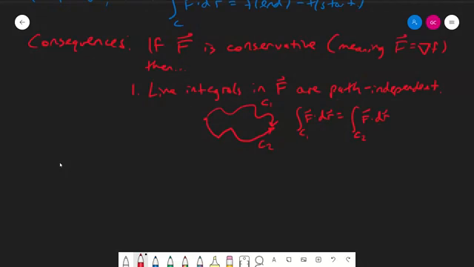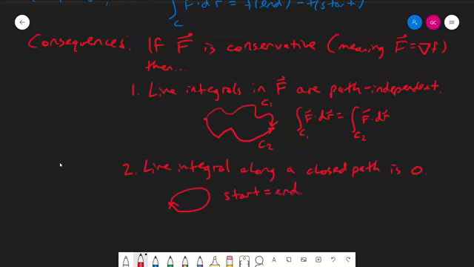Second consequence of this is that the line integral along a closed path, well, it's going to be 0. Because if I have a closed path in a conservative vector field, then my start point and my end point are the same, which means that when I do f of the end point minus f of the start point, I just have to get 0. So vector fields that are conservative are actually really nice for line integrals. They have these very nice properties.